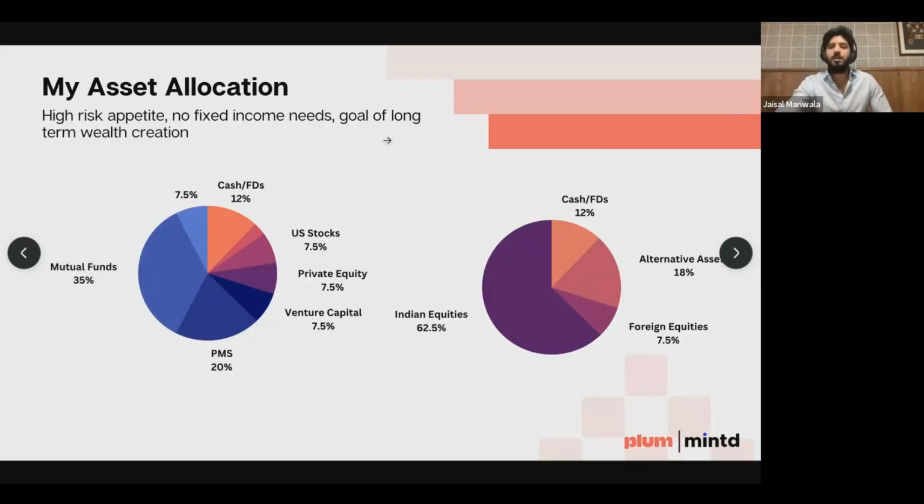So just going to leave this up. Like I said, 65% in Indian equities, 7.5% in US equities. These foreign equities, almost all US. 18% in alternatives, so close to that 20% mark. 3% of that is crypto, and 7.5% each in private equity and venture capital. And then I have some cash lying idle to just take advantage of market moves as they come and go. And I like to keep that 10-15% buffer usually.